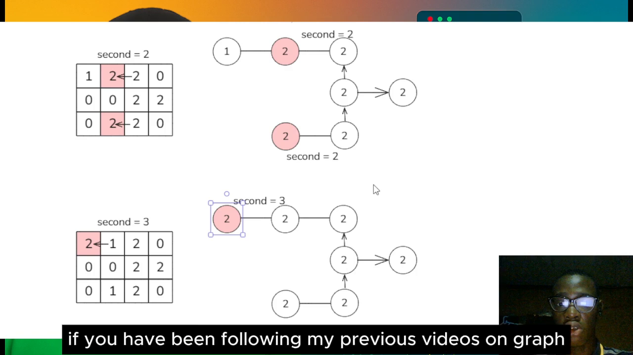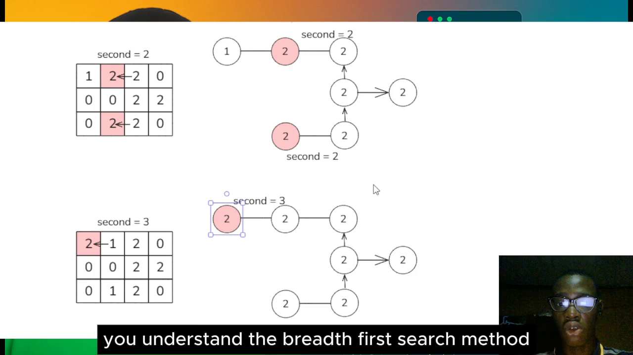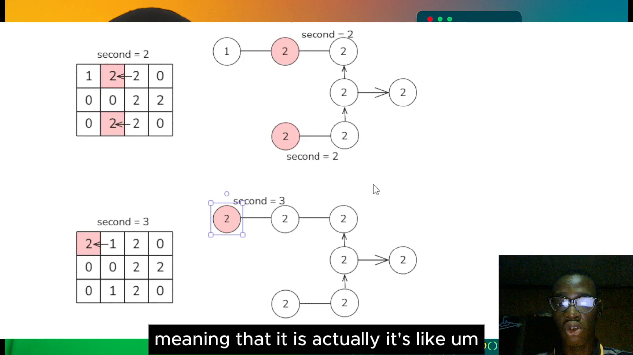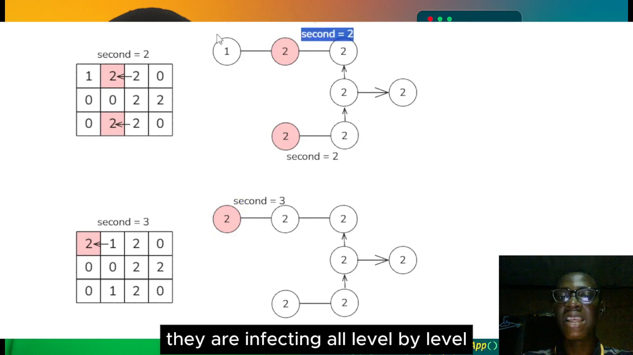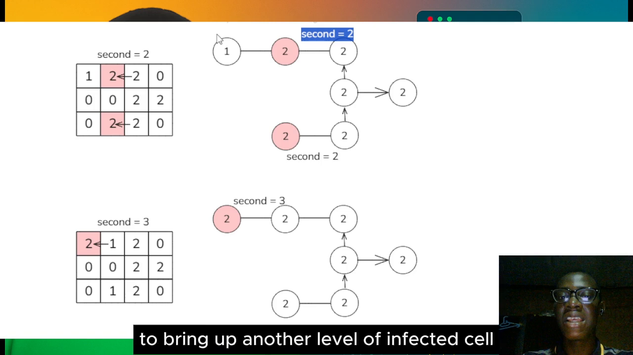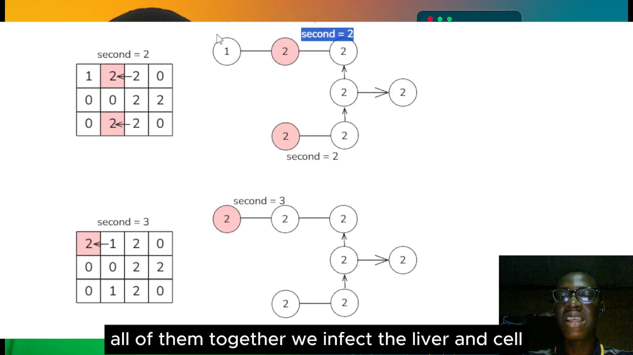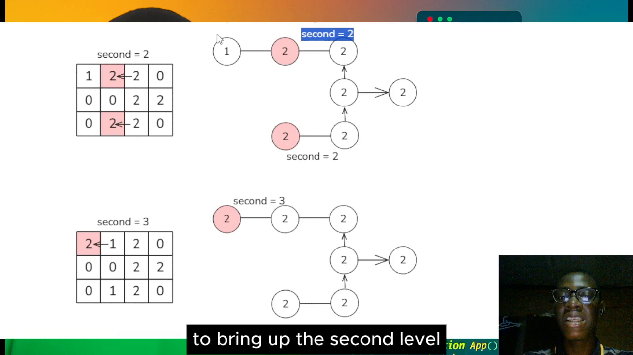If you have been following my previous videos on graphs, you understand the breadth first search method, and this particular problem follows the level order, meaning that they are infecting level by level. At first it's just one infected cell, and now this infected cell infects its neighboring cells to bring up another level of infected cells. This new level will now infect their neighboring cells. All of them together will infect the neighboring cells to bring up the second level, which is the second sequence, right?